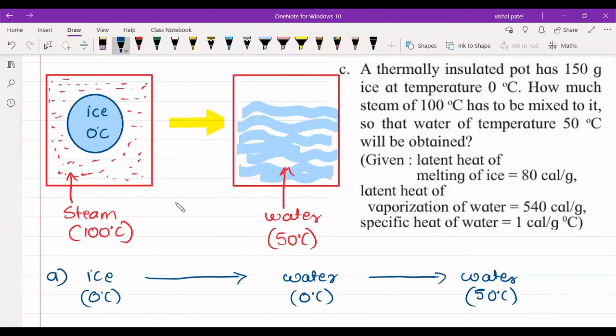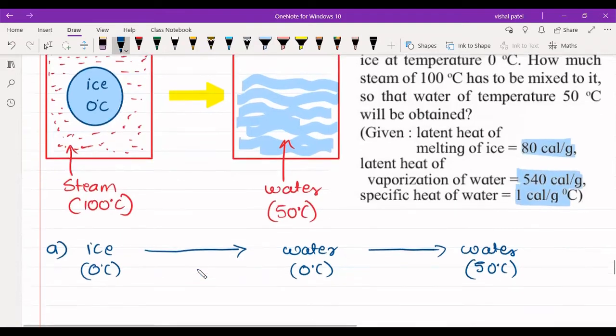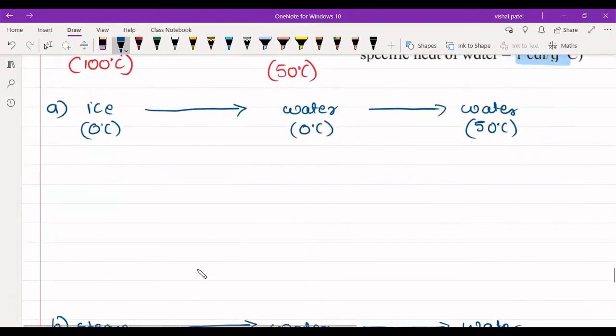So see the second diagram, students. What I am showing is only water at 50 degrees Celsius. Is that clear? Yes, because steam will convert to water and ice will also convert to water, and at the end what we'll get is a mixture. And all the values of latent heat and everything, students, are given here in the question. You can see over here. So I'll be using those values. Okay, fine. So first, let us see about ice, students. First let us see about ice, what is given here.